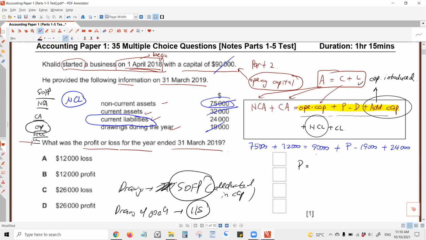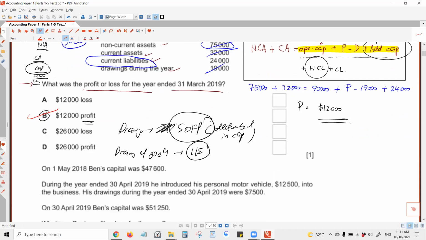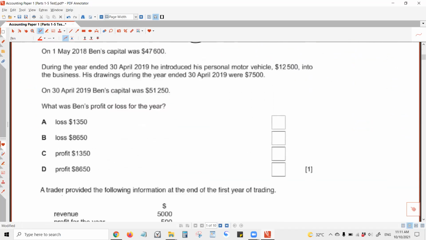$12,000. You should get a 12,000 positive number. Positive number means is profit. So answer is B. Okay, answer is B. Okay. Now next one. This question also the same.